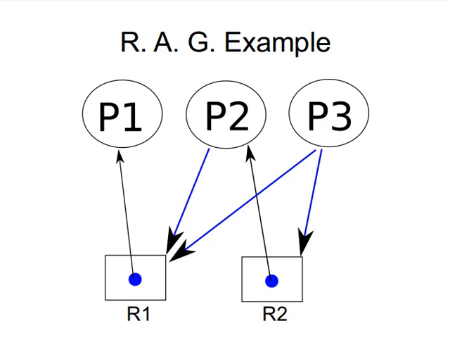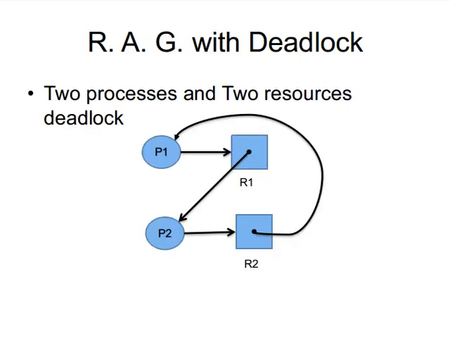Here, resource R1 is allocated to process P1. And second, process P1 requests the resource type R1. P1 requests one instance of resource type R1. This is a request edge and this is an assignment edge.